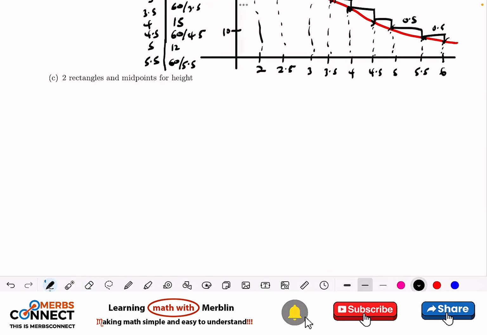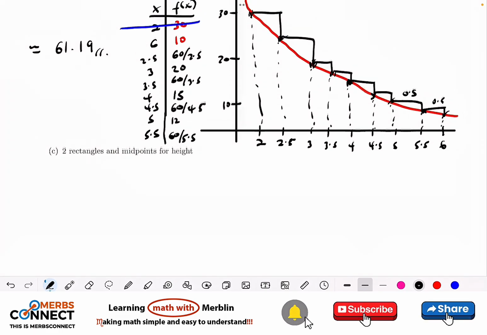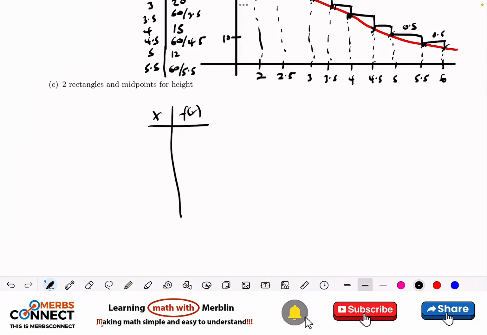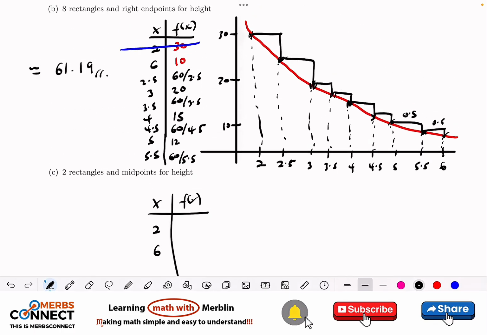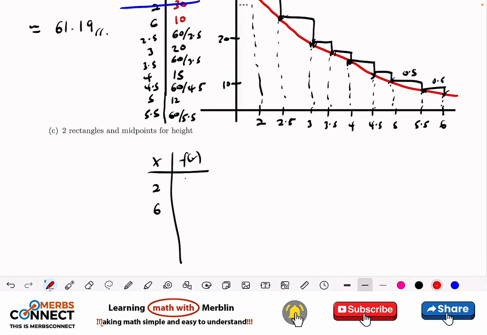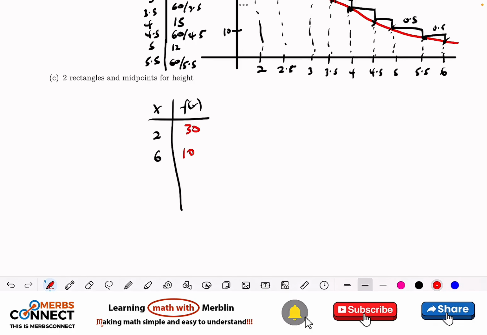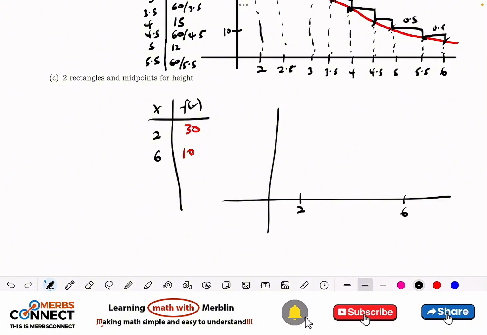So the same idea, but here we are going to divide it into 2. So let's pick the same f of x, and then we are going to have the same 2 and 6. So 2 and 6, we are having 30, and then we are having the 10. But here we want to look at the midpoint for the height. So since we want to divide it into 2, let's draw the graph. We have 2 here, we have 6 here, right?